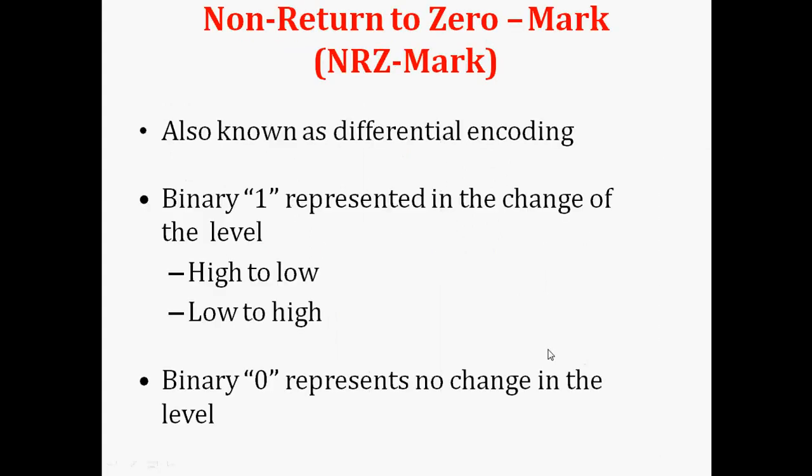Non-return to 0 mark, also known as differential coding. In this type of coding, binary 1 is represented by a change of the level. That is, if the signal is initially at high state, it will change from high level to the low level, and if the signal is at low state initially, it will change to the high state. And binary 0 represents no change in the previous level; it will remain in the previous state as it is.